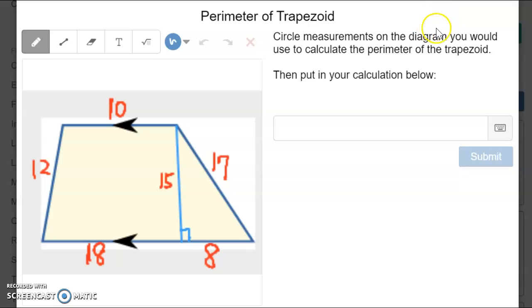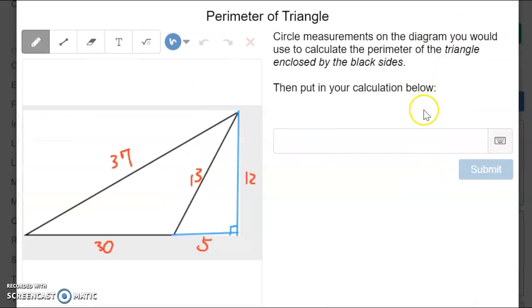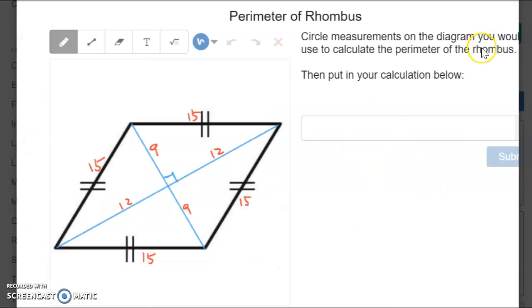What about next? Circle the measurements on the diagram you would use. Again, perimeter means outside length. So I'm going to need 10, 17, 8, 18, and 12. That's the outside length. So add those together and I get an awesome response. What about the triangle? Again, we just add the outside lengths of this triangle. The triangle that we're interested in is this one. So it's going to be 37, 13, and 30, and I get an awesome response.